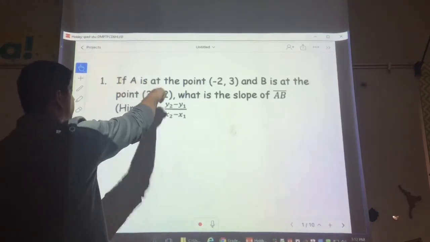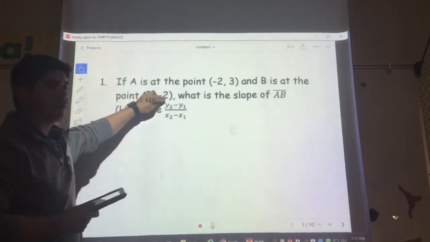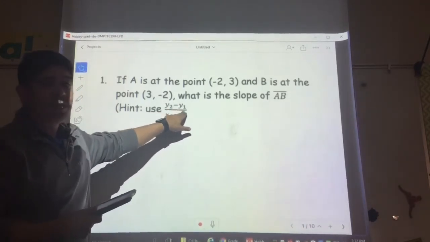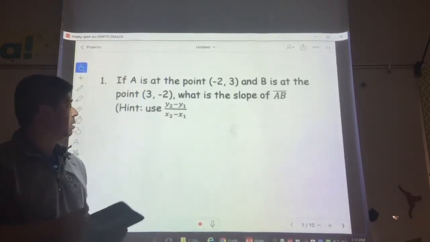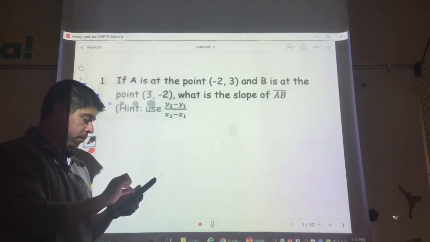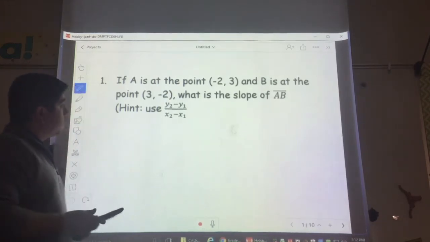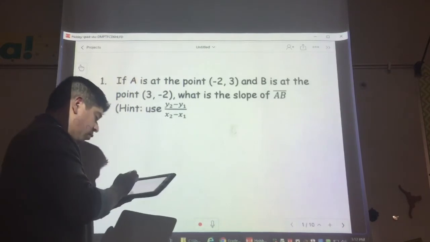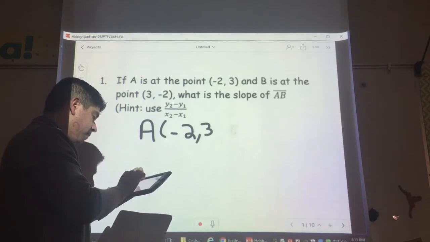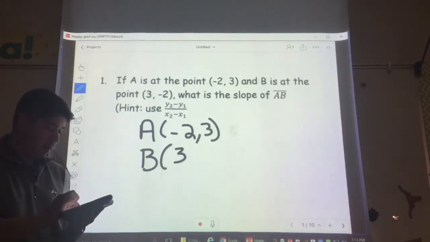Number one says if A is at the point (-2, 3) and B is at the point (3, -2), what is the slope of AB? And so hint, use y2 minus y1 over x2 minus x1. So what we're going to do, make sure it's okay, it's good. We're going to rewrite our points. Point A, we have at (-2, 3). We got point B at (3, -2).